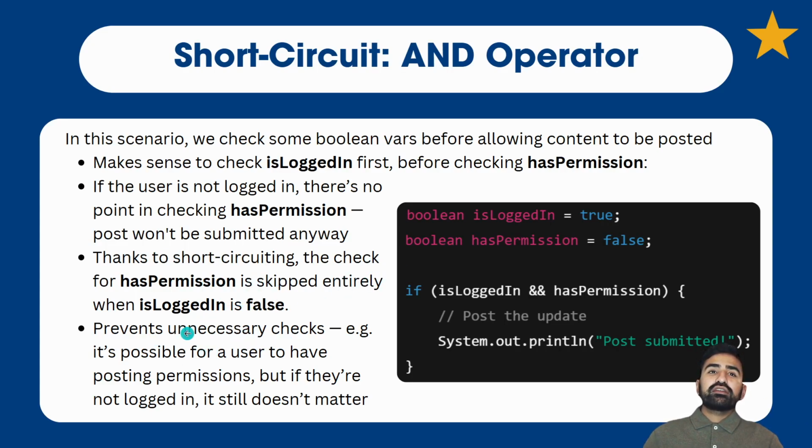It prevents unnecessary checks. For example, it's possible for a user to have posting permissions, but if they're not logged in, it still doesn't matter. Now, it really depends on the context of your program. If you find that users are typically not logged in that many times, then it's useful to do is logged in first, because this one's going to yield false a lot more. So that means you'll be able to skip the second one in a lot more cases. So you have to think about the frequency, the probability of this one being false. Has permission? Maybe a lot of your users do have permission. Now this might not always be the case in every single login system for any company. It really depends on your particular context and scenario. But just an example: if is logged in is false, then you don't have to check for permissions.